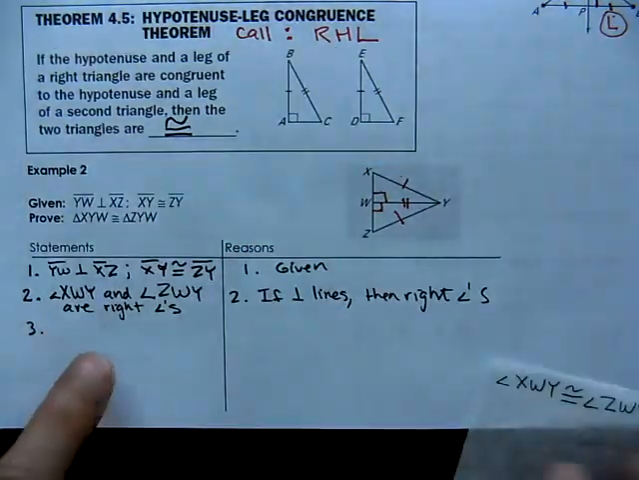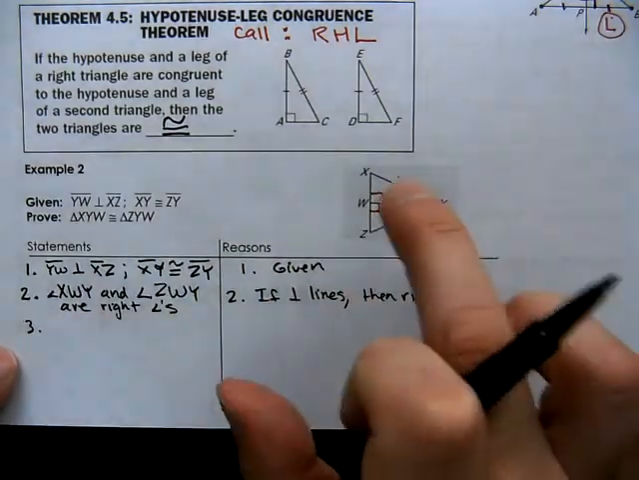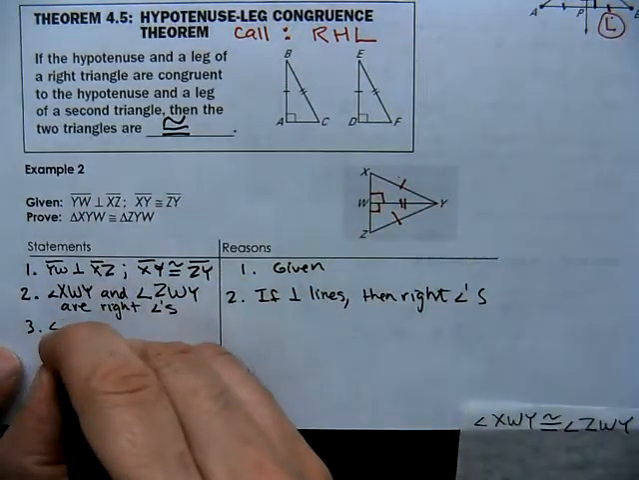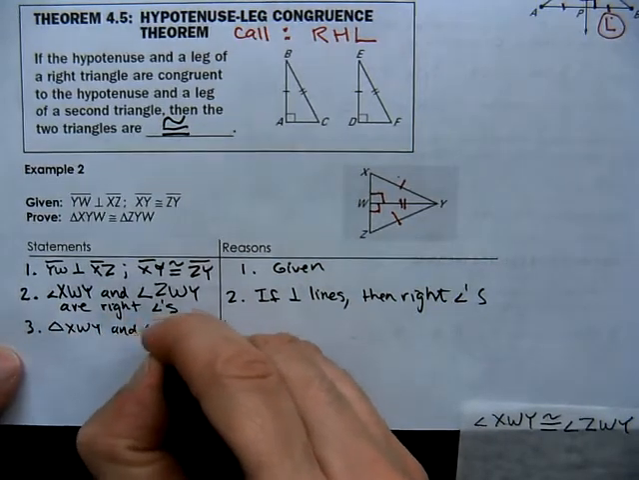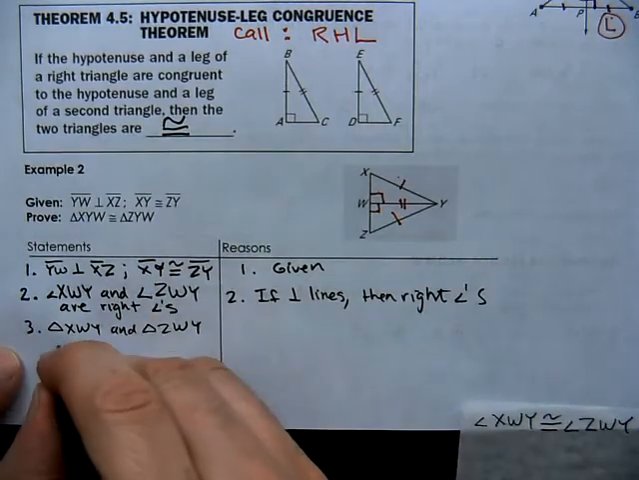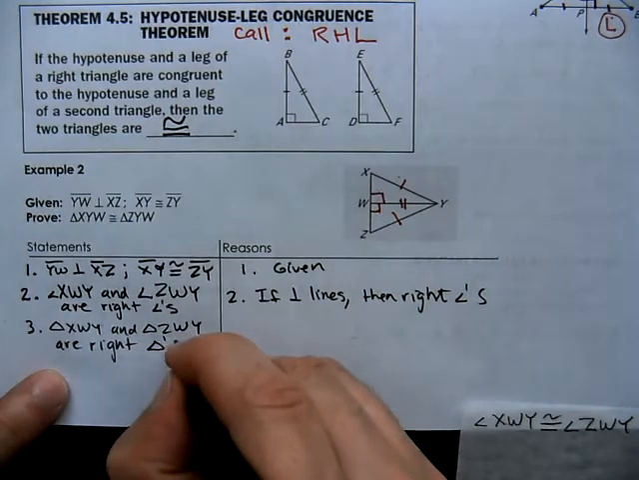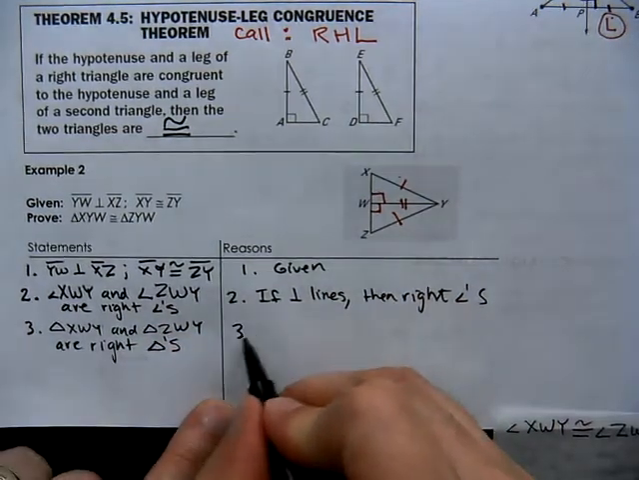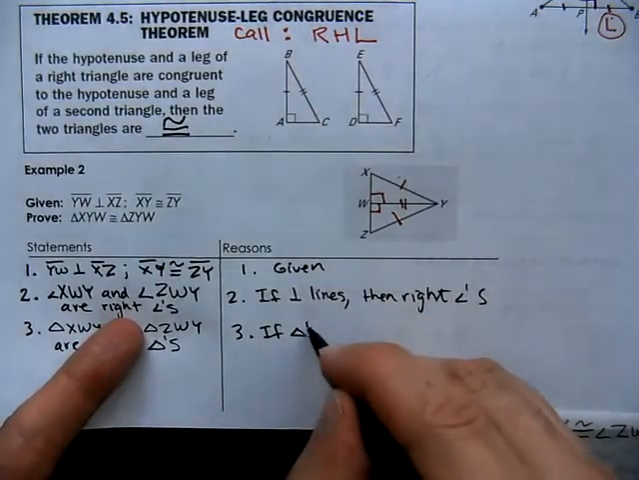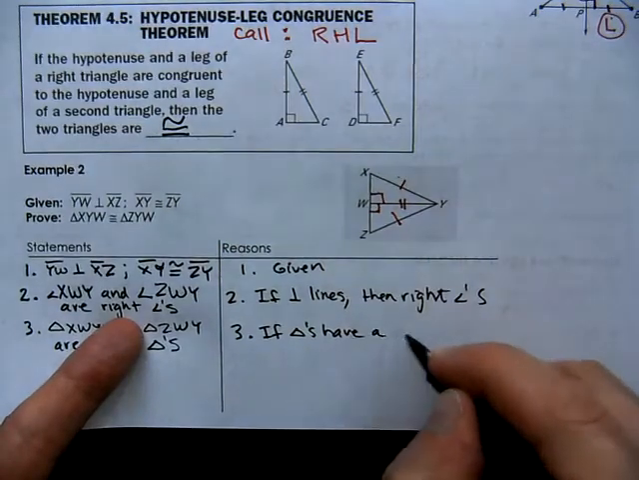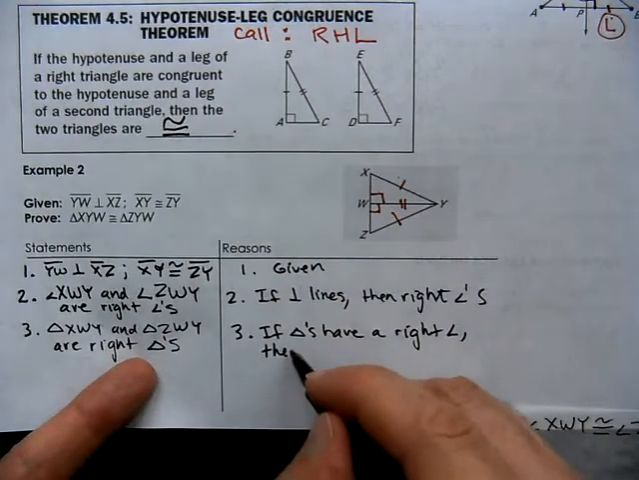So because I have right angles, I am not going to say they are congruent. Instead, I'm going to say I have right triangles. So triangle XWY and triangle ZWY are right triangles. Our if-then statement is, if triangles have a right angle, then they are right triangles.